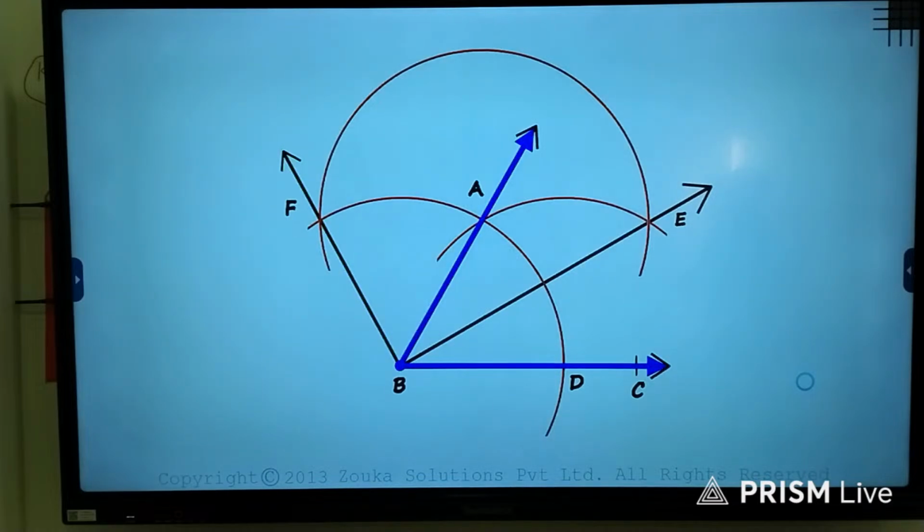So with the base angle being 60 degrees, we constructed two more angles, half that of 60 degrees and twice that of 60 degrees.